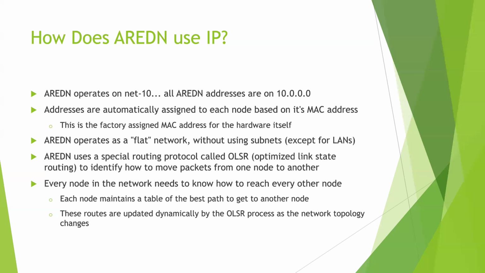AREDN uses a special routing protocol called OLSR, Optimized Link State Routing, to figure out what the best way to get from node A to node B is. So each node knows everything that's on the network and how long it takes to get from node 1 to node 2, and from node 2 to node 3, and from node 3 to node 4 and back to node 2, and so on.